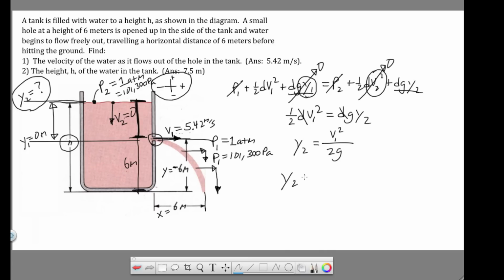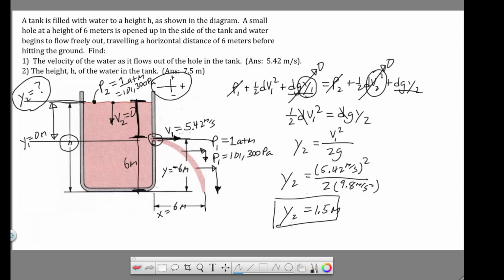So y2 is going to be 5.42 meters per second squared divided by 2 times 9.8, which gives an answer of 1.5 meters. So the total height of the water is going to be this 1.5 meters, which we figured out, added to the 6, which gives us 7.5.